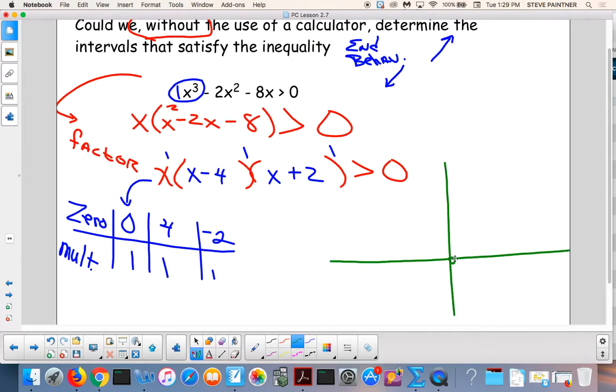Zeros are 0, 4, negative 2. End behavior is what on the left? Down. On the right? What's it going to do at every one of these zeros? Goes through, goes through, goes through. Why? Odd multiplicity goes through. See, there it is. I'm done.